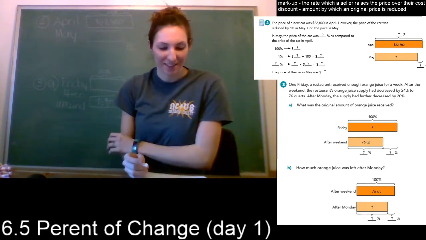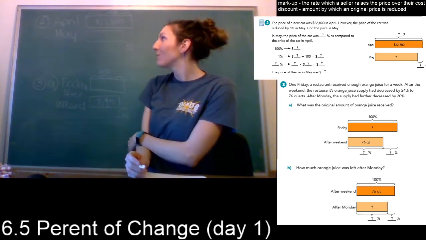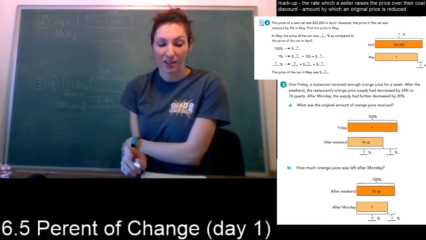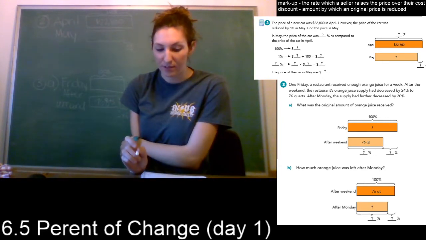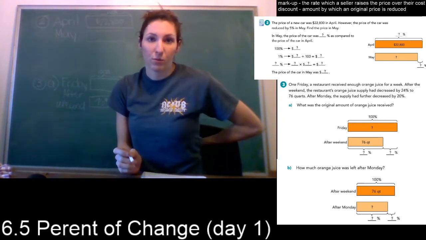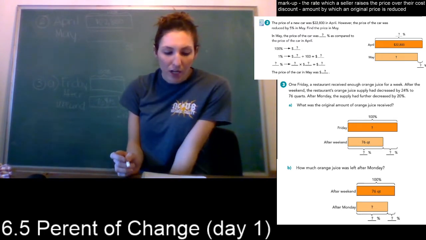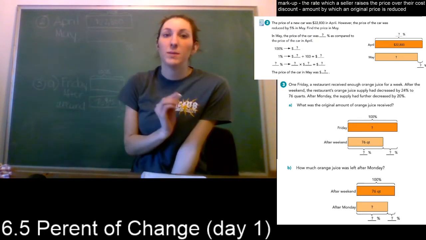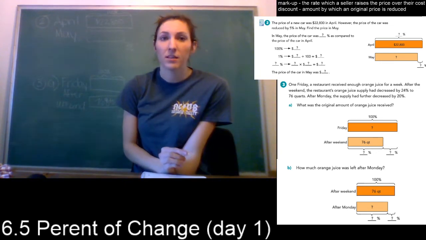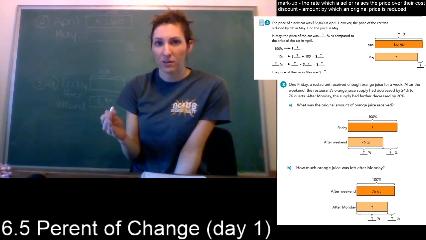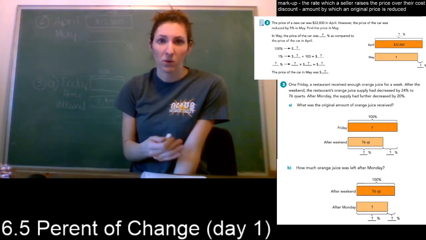So number 2 tells us that the price of a new car was $22,800 in April. However, the price of the car was reduced by 5% in May. We want to find out the new price in May. So the price in May is going to be less than the price in April. When you do this, you want to know if you're adding the price on or subtracting the price, if it's going to be more or less.